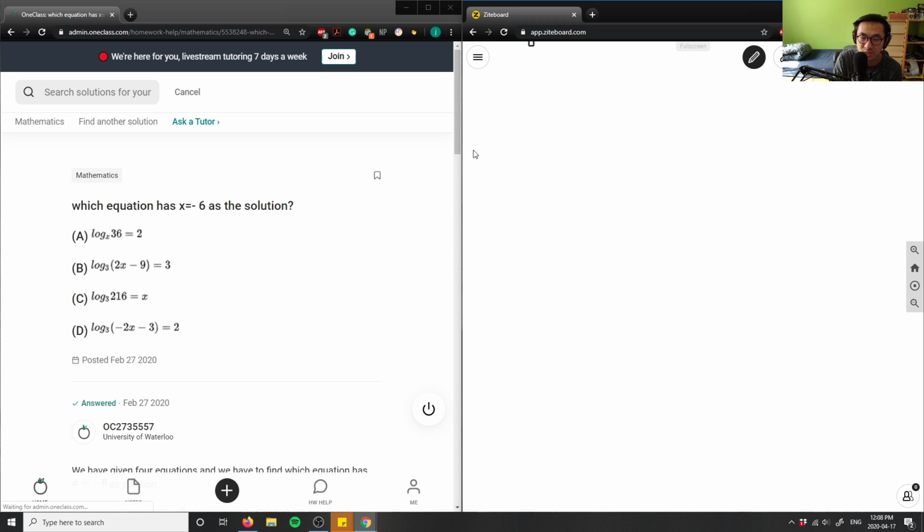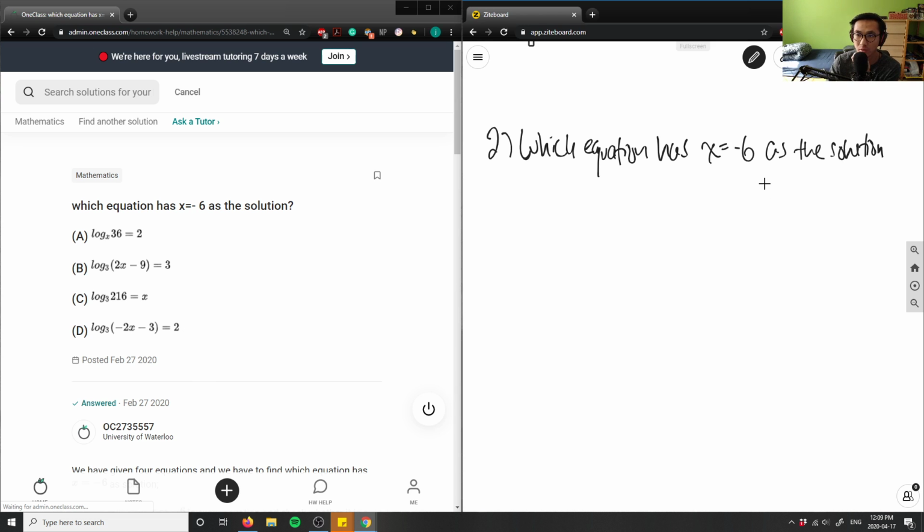So this is number 2. Which equation has x equals negative 6 as the solution? We have all these multiple choices here. So we're given 4 equations. We have to know which equation has x equals negative 6. So let's solve all these equations here.